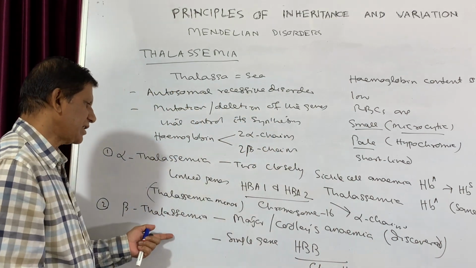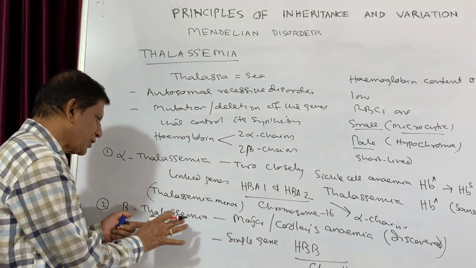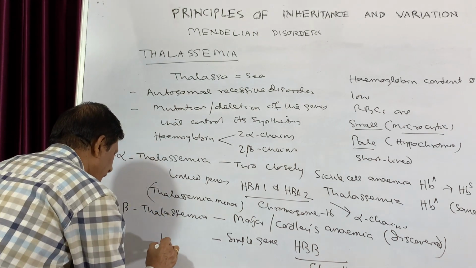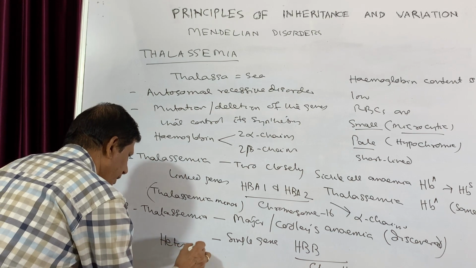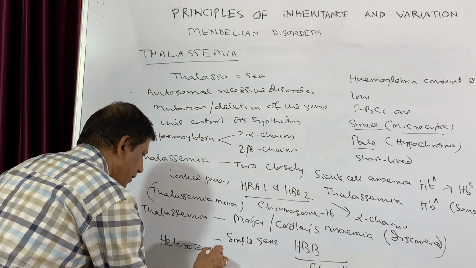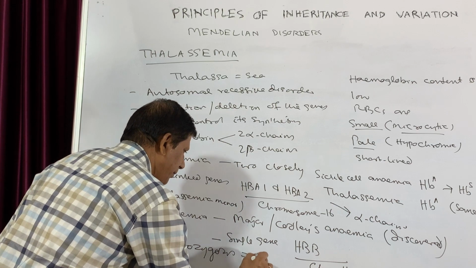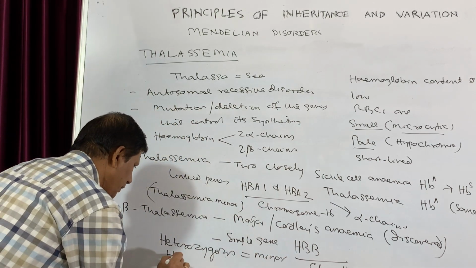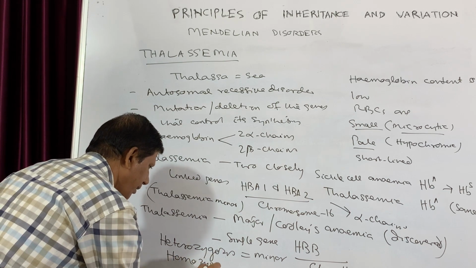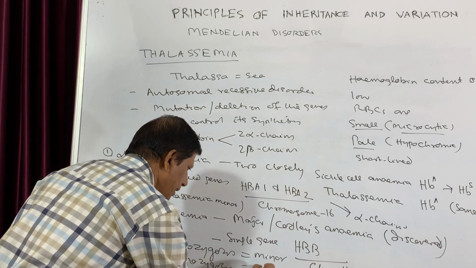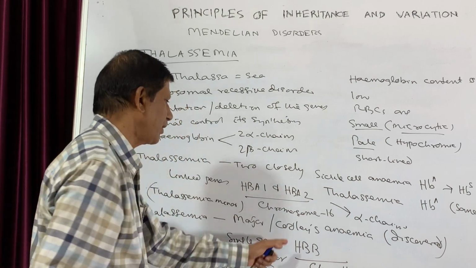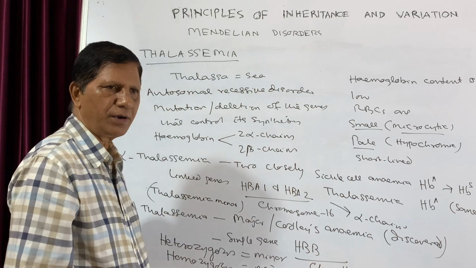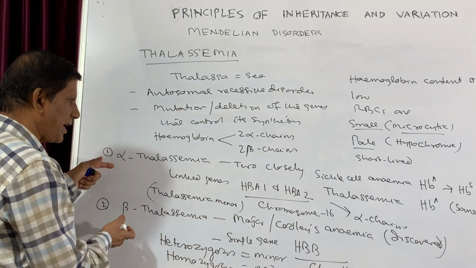So if the person suffering from this thalassemia is in heterozygous condition, then it will be minor thalassemia. If it is in homozygous condition, then it will be major thalassemia, which we can call Cooley's anemia. The name Cooley is the name of the discoverer. So these are the two main types.